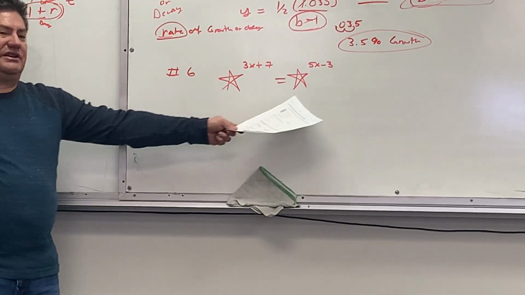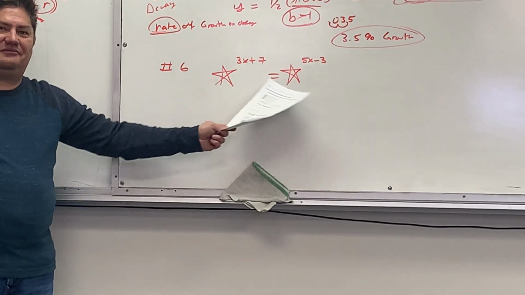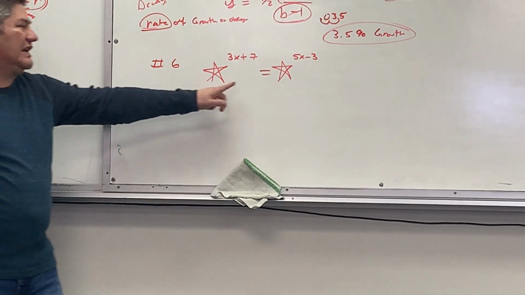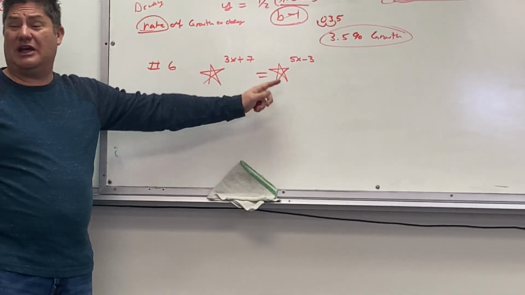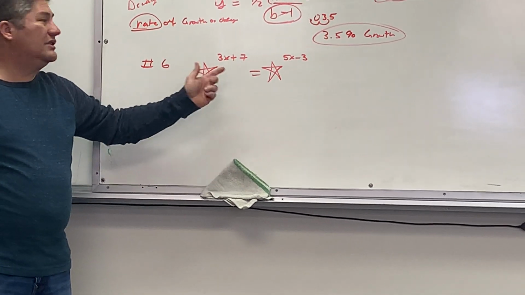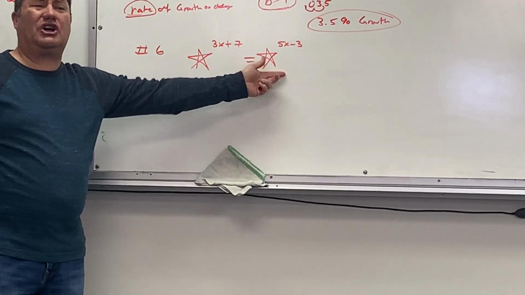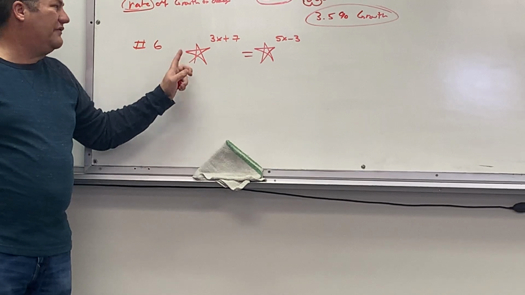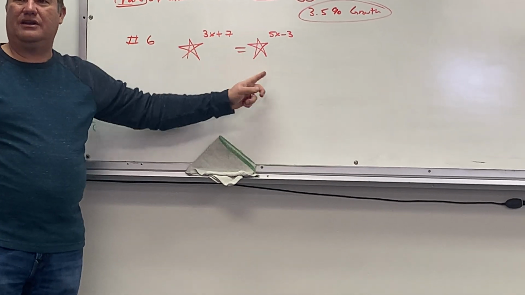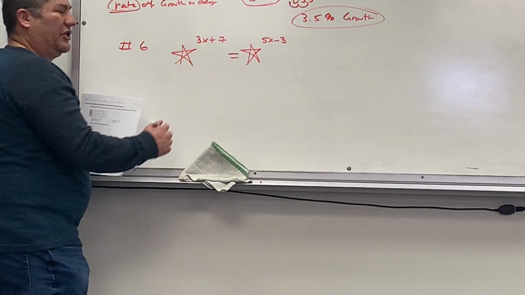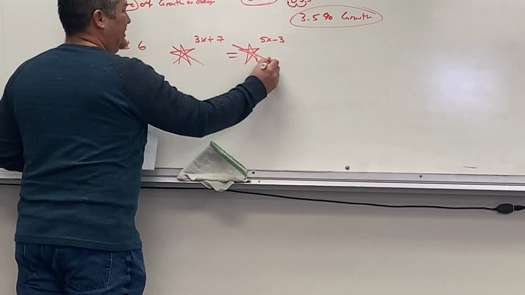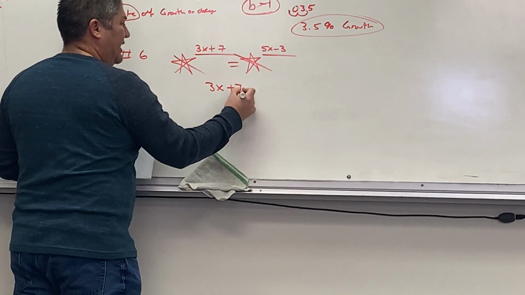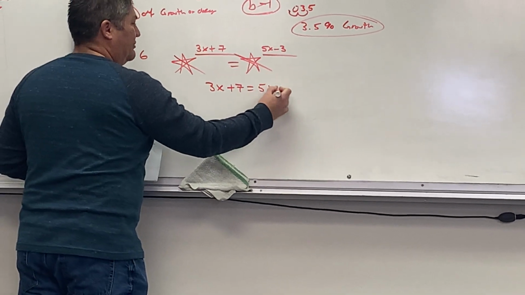Doesn't matter what the base is. Think those stars matter? Doesn't matter. As long as they're exactly the same, that's all you care about. As long as the bases are the same, doesn't matter whether they're stars, 3s, 5s, -2s, nobody cares. If these bases are exactly the same, what can you do with them? Drop the bases, and then just write your equation. 3x plus 7 equals 5x minus 3.